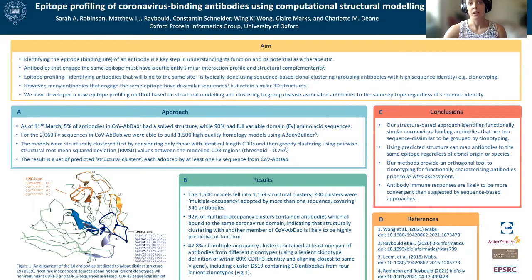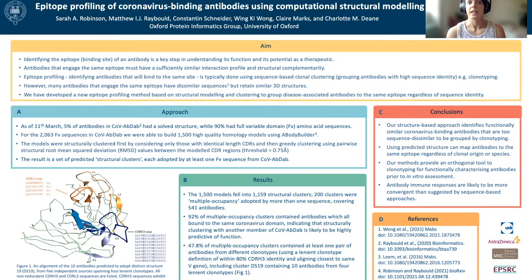The results from the clustering of the 1,500 models is that we get a set of 1,159 predicted structural clusters, where each of these is adopted by at least one antibody sequence from CoV-AbDab. 200 of these clusters were multiple occupancy, meaning the structures were adopted by more than one antibody sequence, corresponding to 541 antibodies that are contained within these shared clusters. And excitingly, 92% of these clusters containing multiple antibodies all bound to the same coronavirus domain.